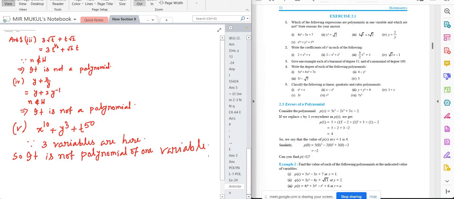Third one, it is not a polynomial since all powers are not whole numbers. Fourth one also same reason, but fifth one, since three variables are here, we can say it is not a polynomial of one variable. It is a polynomial of three variables. Thank you, sir. I wrote it.